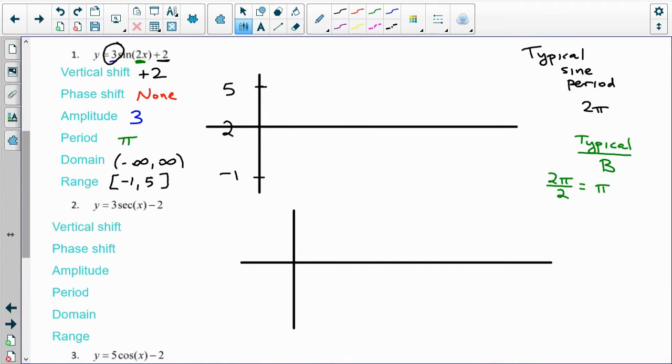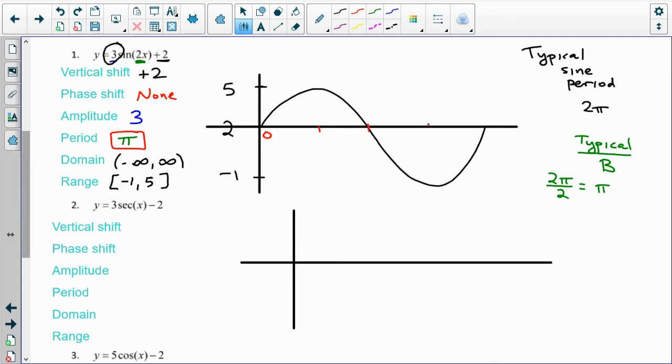So now what I'm going to do is graph a typical sine graph. So it starts at 2, goes up to 5, comes back to 2 in the middle, goes down to negative 1, and then comes back to 2 at the end. When we're doing this, what I notice is that there was no phase shift. So that means the x value is 0 at the start. And now my normal period is 2 pi, but in this case, I have a period of pi.